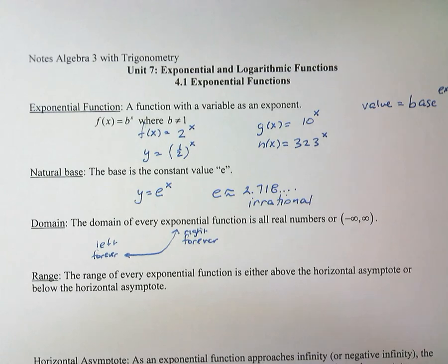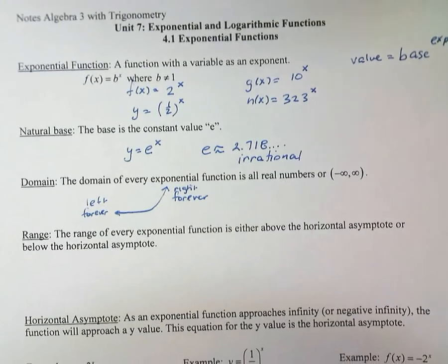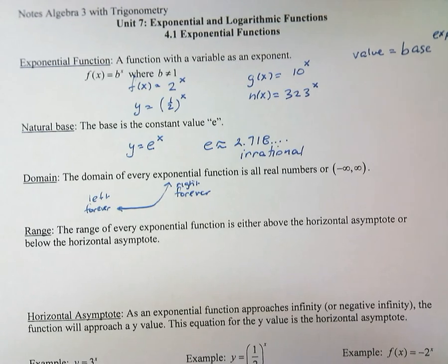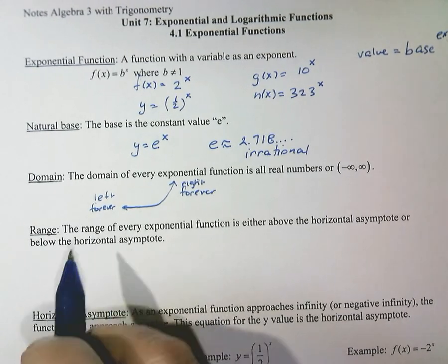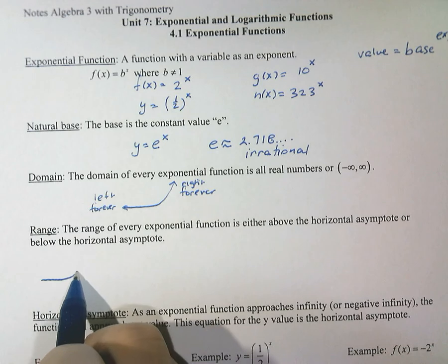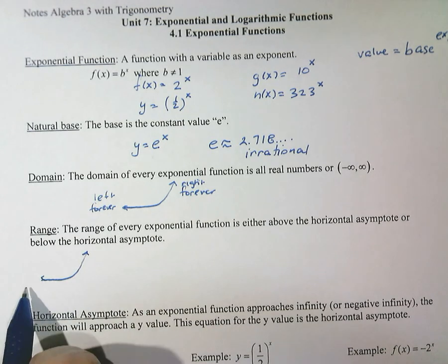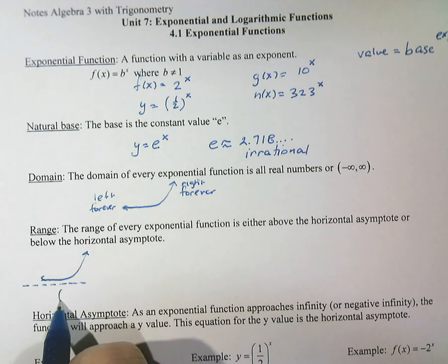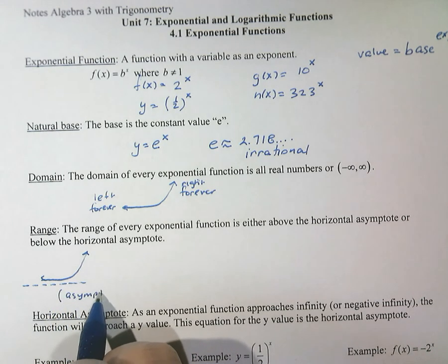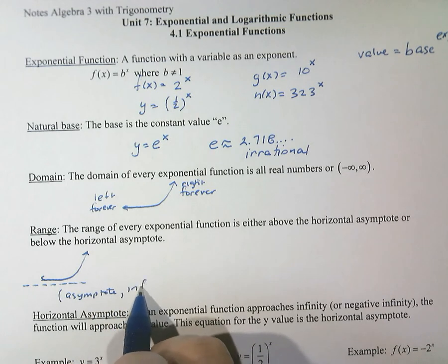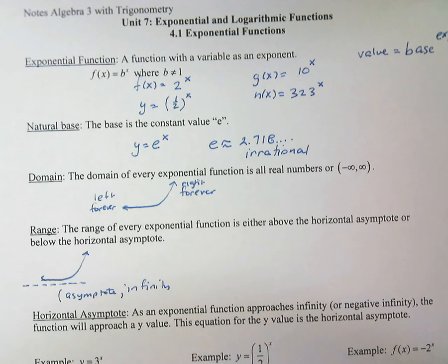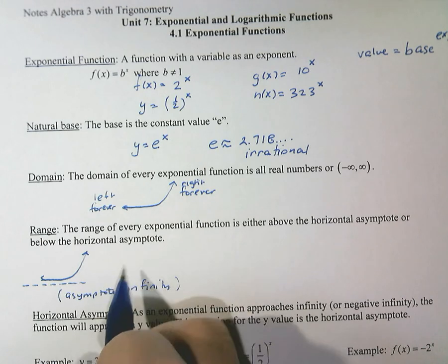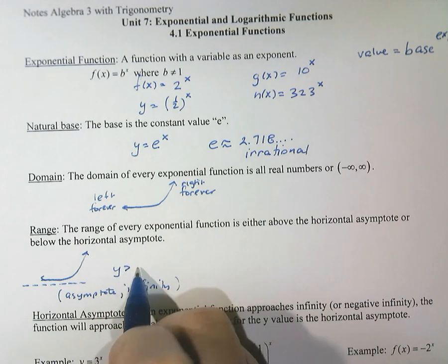The range of an exponential function is going to be from the asymptote either up or down. So the typical exponential function looks like this, and there's going to be an asymptote right here. So my range would be from the asymptote to infinity. And it doesn't include it, so it'd be y greater than whatever the asymptote is.